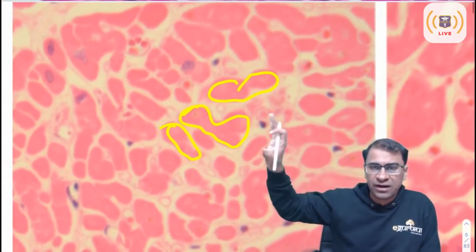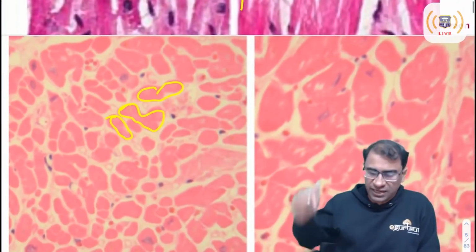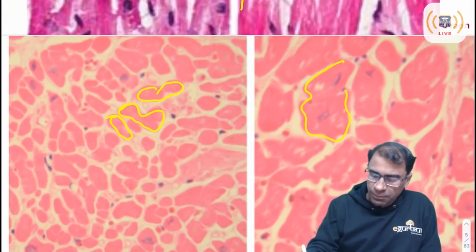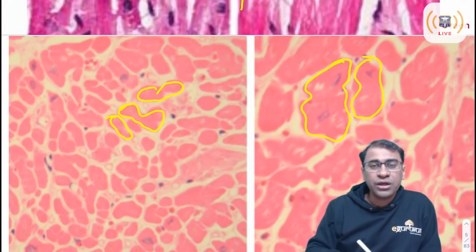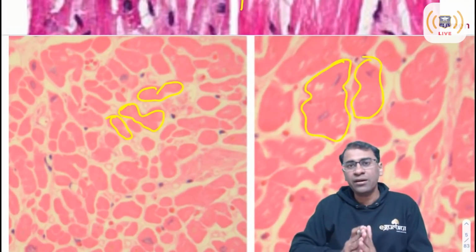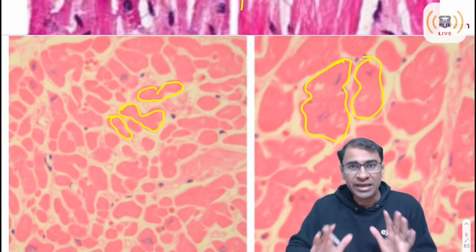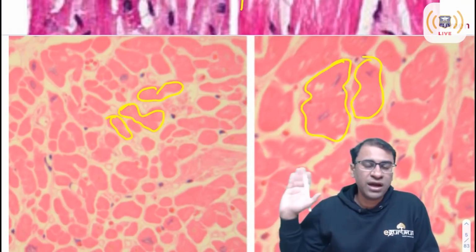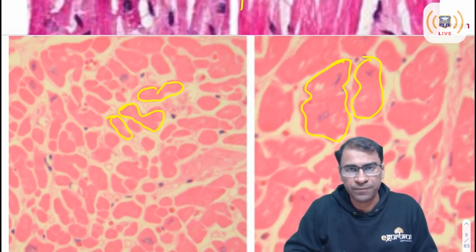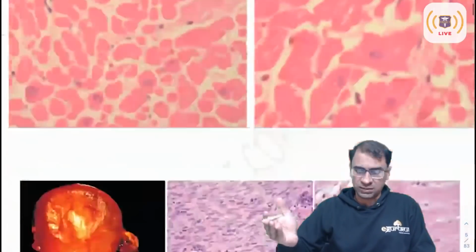Compare the image you see here on the left side to the right side. Look how enormously the muscles have increased in size. So this, again, is hypertrophy. Why? The size of muscles has increased. It is hypertrophy. Okay? Let's see a few more examples.